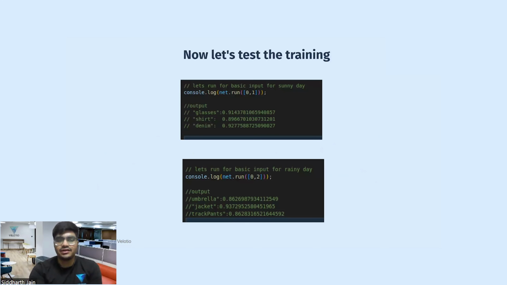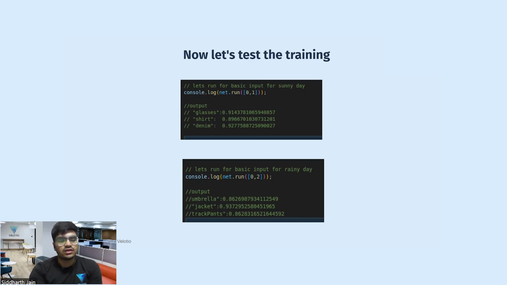So now we have built a neural network, and yes, it was that easy to build a neural network. Next, time to test the training. We can use net.run, and we can have an input that is 0, 1, 0, 2, 0, 3. So let's test for a sunny day. For a sunny day, we have an output like 91% for glasses, 89% for shirt, and 92% for denim. And we can see that is a very good output regarding the input we gave, just 9 inputs, and the randomized data we gave to the neural network.